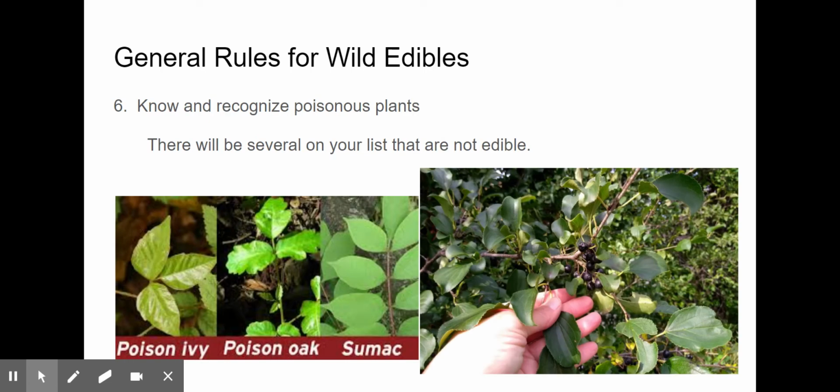Know and recognize poisonous plants is going to be our next general rule. So poison ivy is a big concern here, especially on our campus. A couple of years ago, someone had a pretty severe breakout from the oil on the poison ivy plant. So we want to be careful. We want to ID. We want to look ahead of where we're walking to see if there's any poison ivy in front of us. I think less than 15% of the population is not allergic to the oil on poison ivy, but if you don't know, we don't want to find out because it's not pleasant.